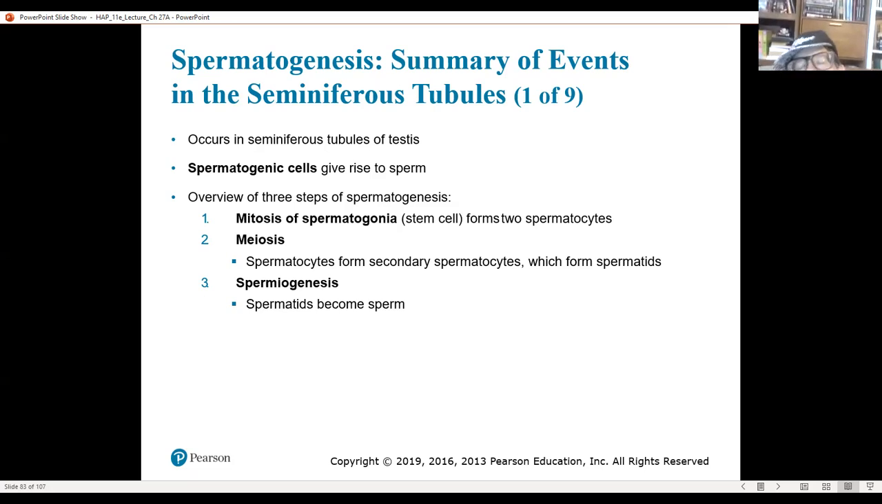In oogenesis, the making of eggs, we still have 4 daughter cells, but 3 of those are going to be little polar bodies, and 1 of them will be the egg. Okay.